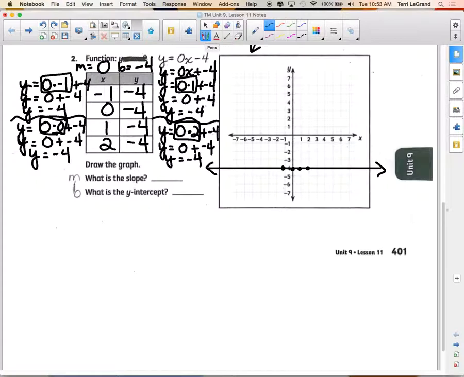What kind of a line is this called when it goes from left to right? What is that called? Starts with an H. Horizontal. This is a horizontal line.